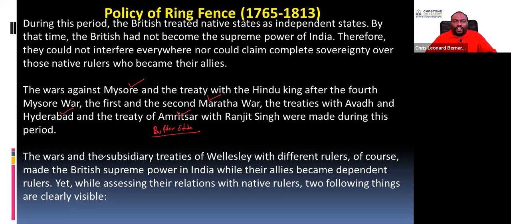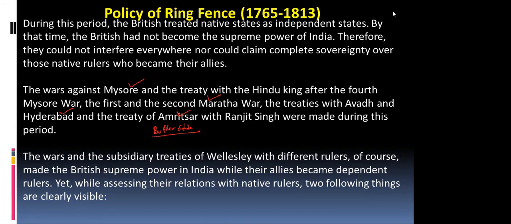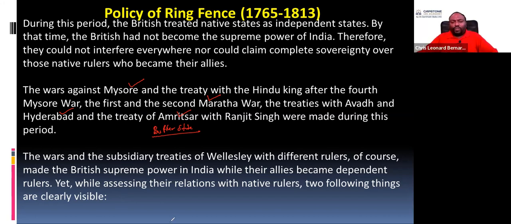And the wars and the subsidiary treaties by Lord Wellesley with different rulers made the British a supreme power, while their allies, the native Indian rulers, became dependent. But when you assess the relations of the Indian native kingdoms, two things were clearly visible with respect to the relationship between the native rulers and the British.